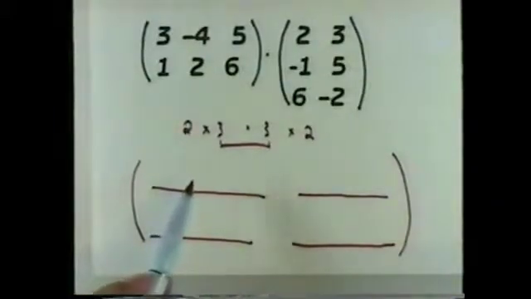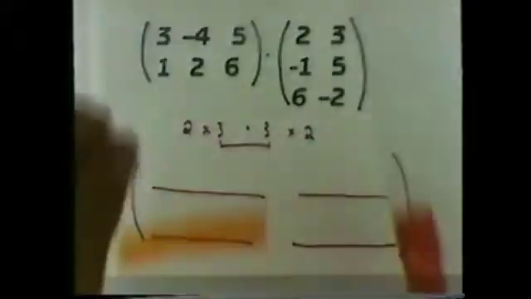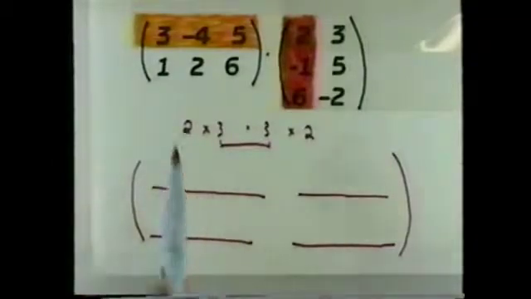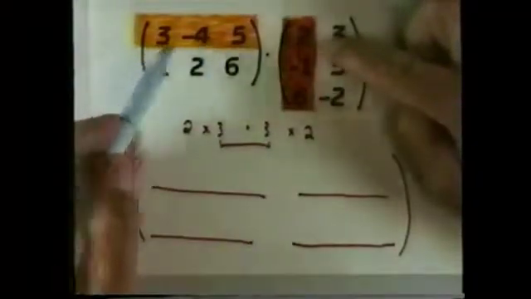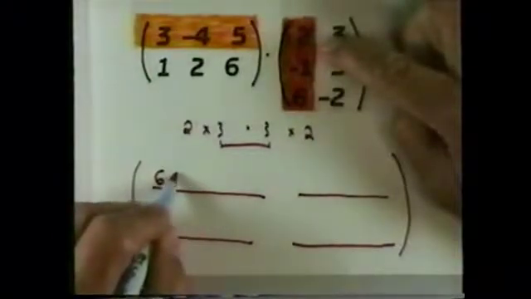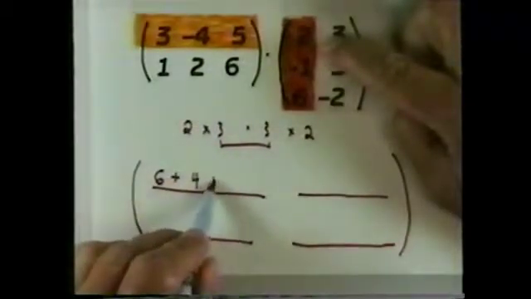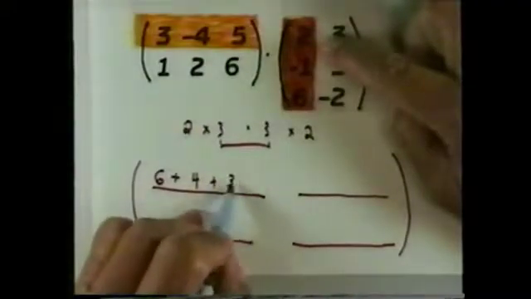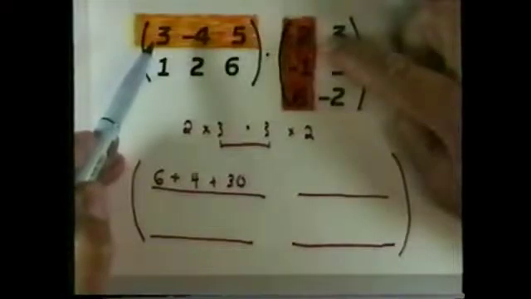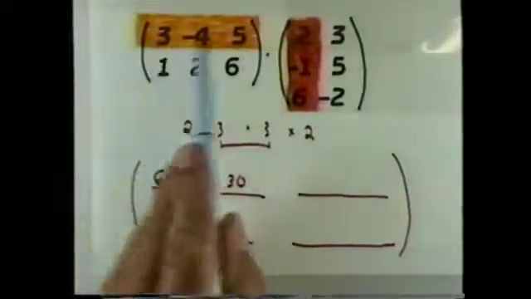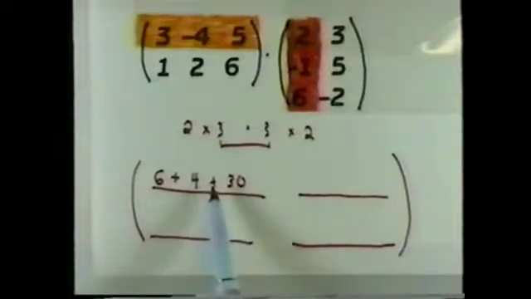Now this will be C11. To get C11, I multiply the elements in row 1 by the elements in column 1. So for C11, I use row 1 with column 1, and I simply multiply the corresponding parts. 3 times 2 is 6. Negative 4 times negative 1 is 4. 5 times 6 is 30. Again, 3 times 2, negative 4 times negative 1, 5 times 6. And I used row 1, column 1 for entry 1, 1.